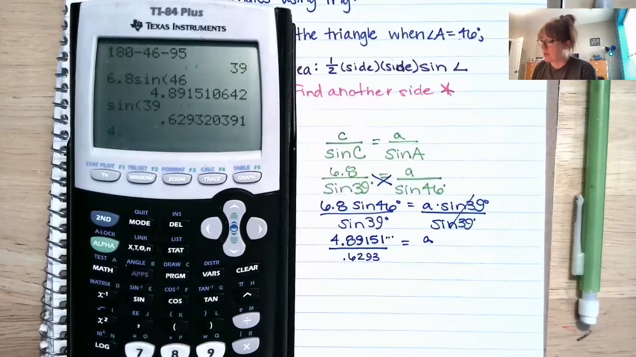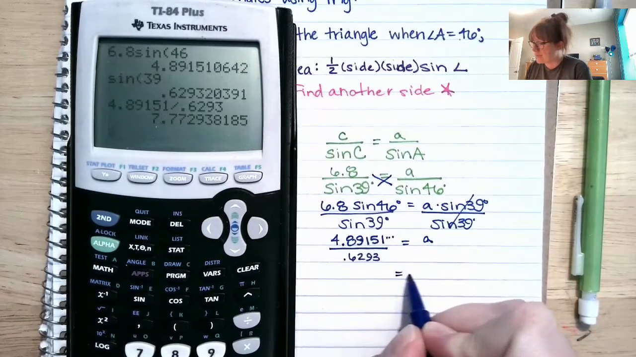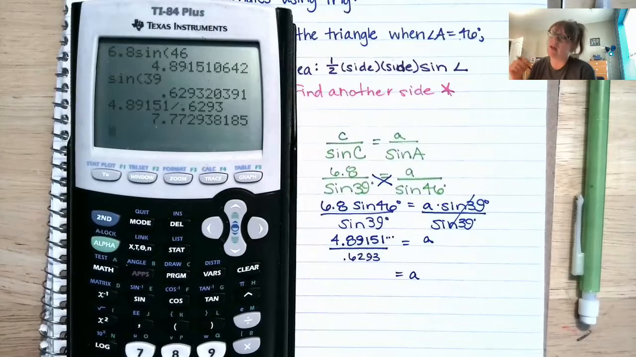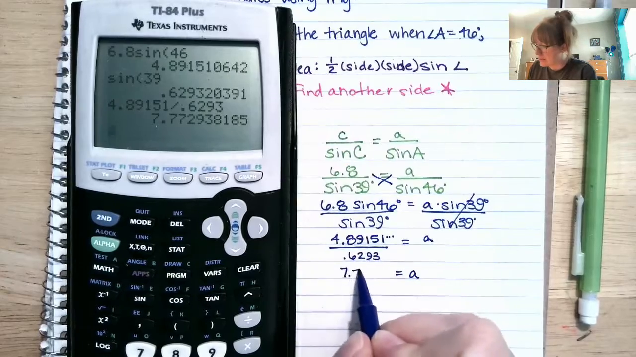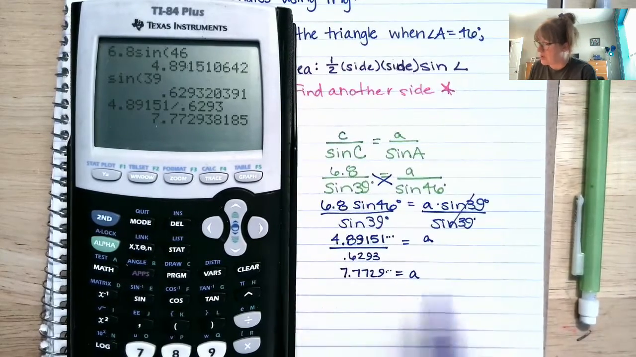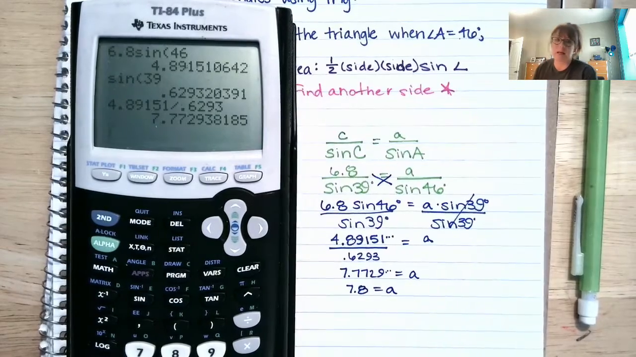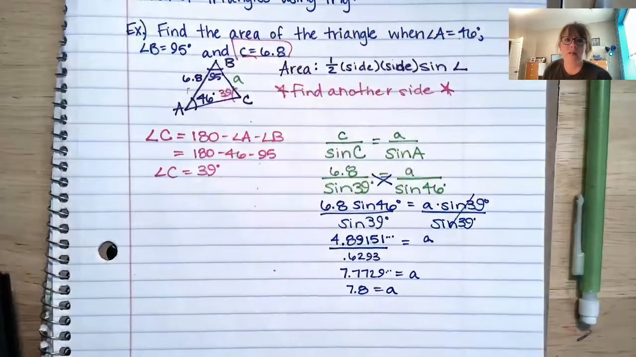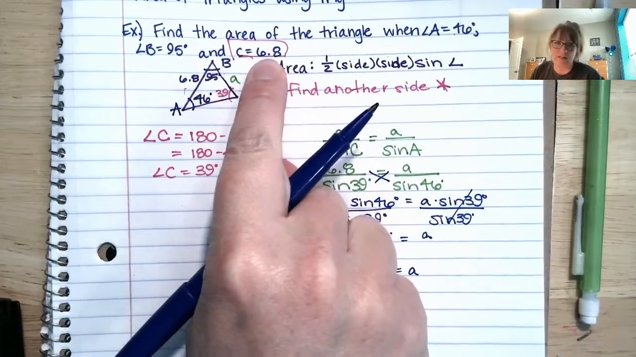So we're going to get 4.89151 divided by 0.6293. It makes a difference, but it's only in the thousandths decimal spot. That's very, very minimal. Okay, so we get A is 7.7729. So if we wanted to round this to the nearest tenth, let's say side A is 7.8. I chose tenth just because the one that they gave us was rounded to the nearest tenth.